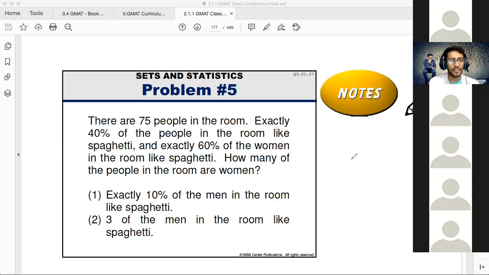There are 75 people in the room. Exactly 40% of the people in the room like spaghetti. So how much is 40% of 75? We calculated, it came out to be 30. So 30 total are there. So there can be x men and 30 minus x women. Let's take it as men and let's take it as women.